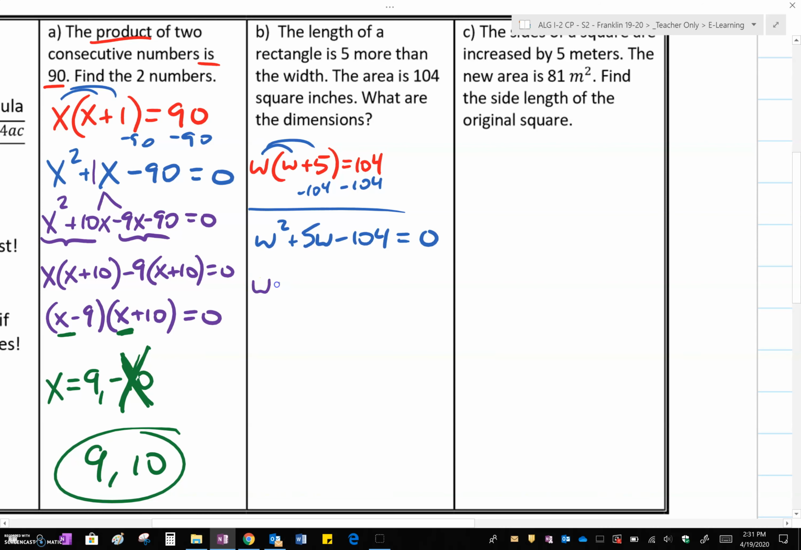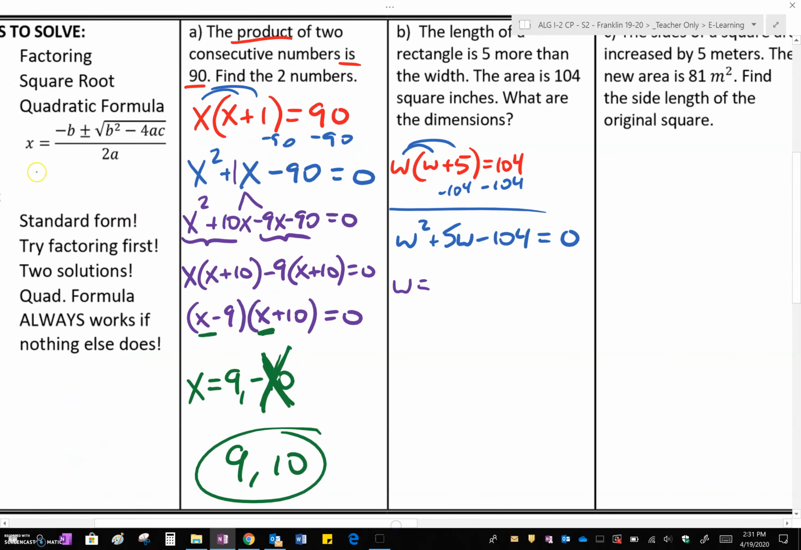So W equals the opposite of B, and just a reminder, the quadratic formula is right here. So opposite of B is -5 plus and minus the square root of B squared, which is 25, minus 4 times 1 times -104, all over 2a, which is 2 times 1, or 2.